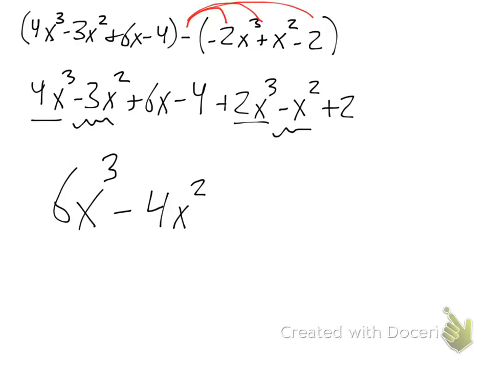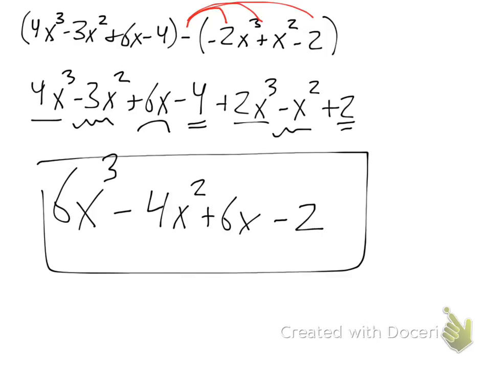Moving on, we have this term, x's. Oh, that looks like it's the only one, right? Yeah. So that means we have 6x. And I'll put a double line underneath this one. Negative 4 plus 2. Oh, negative 2. And there's your answer.